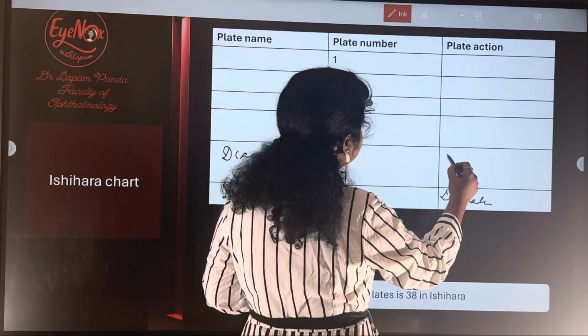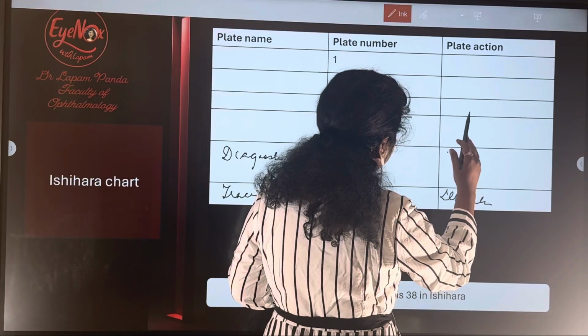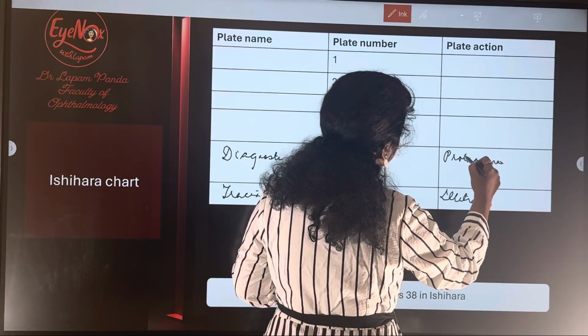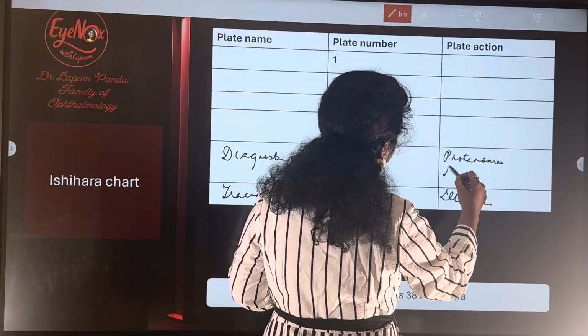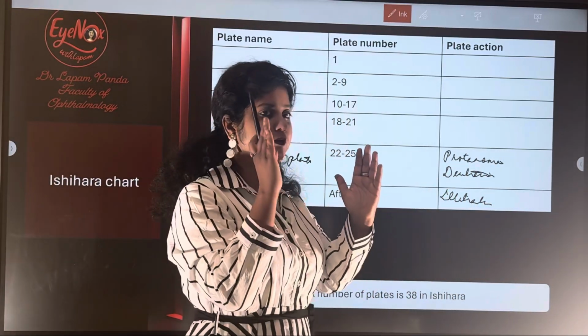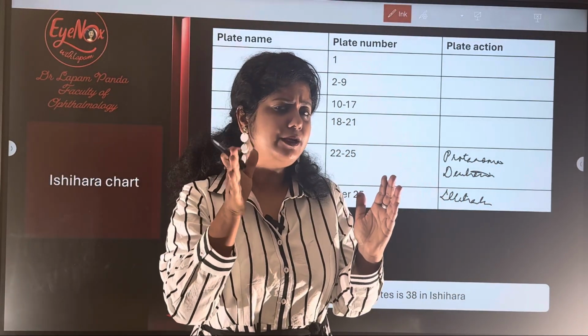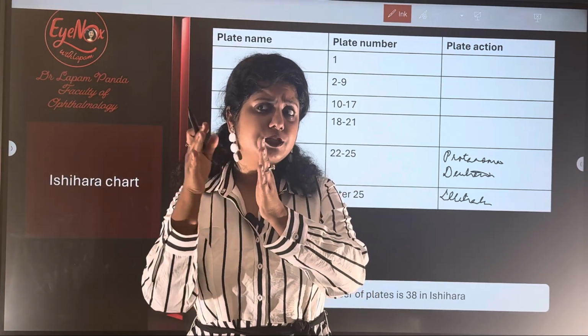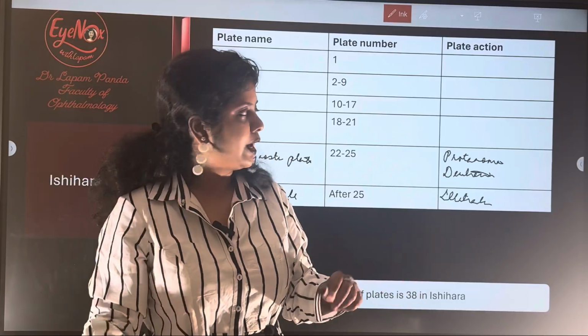And if the person sees the first one faded, then it is protanomaly. And if the person sees the second one faded, it is deuteroanomaly. Like there are two digits, right? And if the person says that I see the first digit faded, then we say that it is protanomaly. If the person says that the second digit is faded than the first, we call it deuteroanomaly.